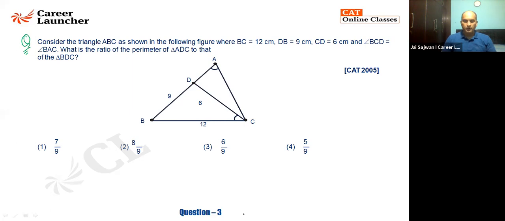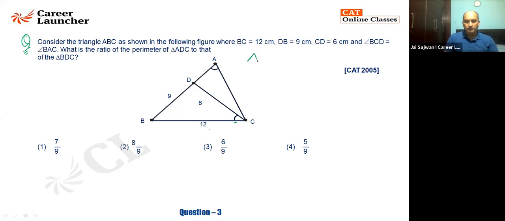Okay, so here I go. Let's see here now. I would request all of you to please pay your attention here. Don't worry, you have enough questions to show your talent here. BC is 12, BD is equal to 9, CD is equal to 6. Then it is given that angle BCD is equal to BAC. These two angles are equal.